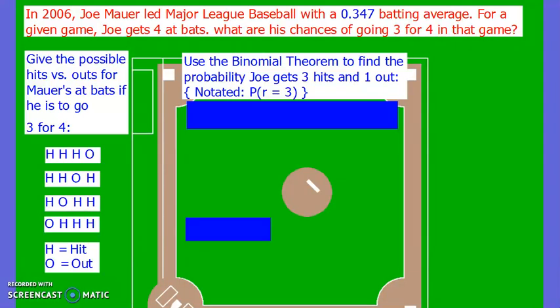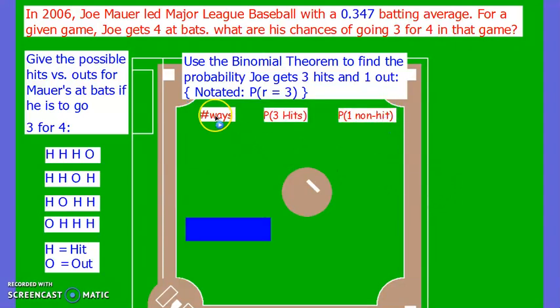So what we need to do is set up that binomial theorem and figure out how we can do that. The first thing we need to consider is the number of ways. Those 4 different ways, positioning that out either in the first, second, third, or fourth at-bat, is essentially 4 choose 3. We're going to get 3 hits out of our 4 at-bats. Then we also need to multiply that by the likelihood that he gets a hit. .347 is the probability that any one at-bat is a hit.